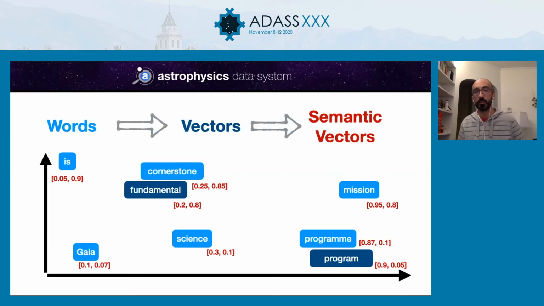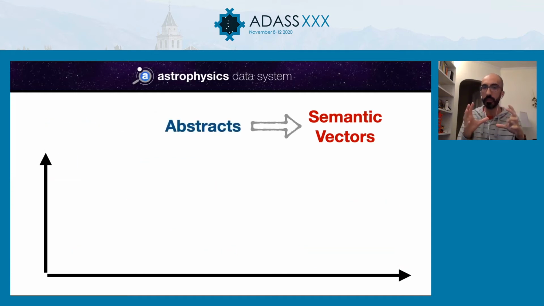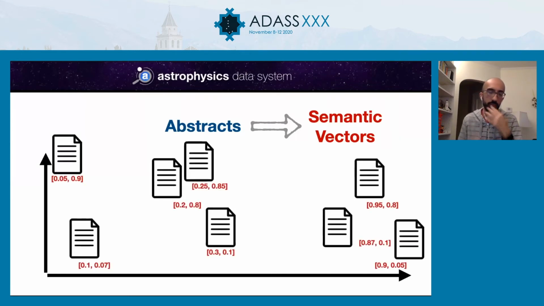So we have all these semantic vectors, but we could go one step further. What if, instead of just focusing on individual words, we take the full abstract and convert it into a semantic vector too, so that it captures the semantics of the abstract and, in the end, the topic of the paper? We could then have this same multidimensional space, but now, instead of individual words, we would have these abstracts distributed.